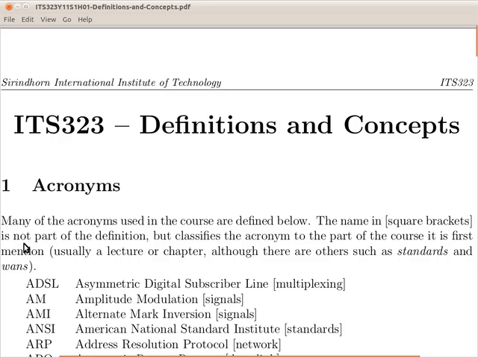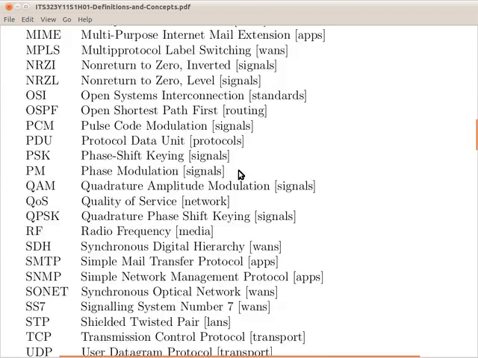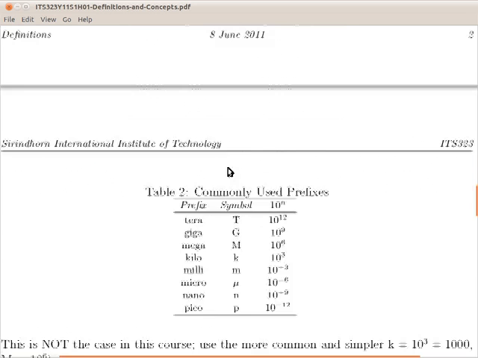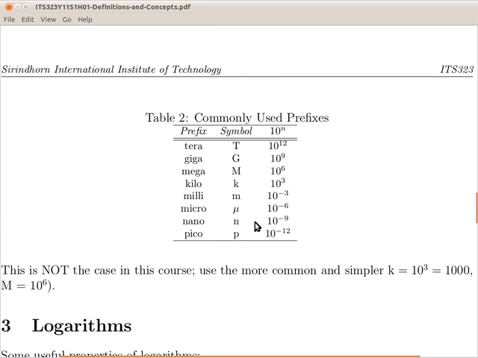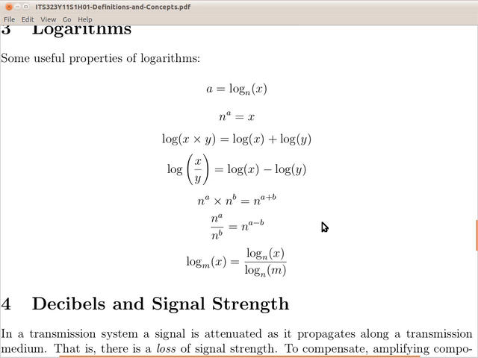This is the document. It's in the front of your handout, definitions and concepts. You've already read it because that was one of your homeworks. Something about units and prefixes, so if you can't remember them, go and have a read through there and understand the different prefixes that we use: milli, micro, nano, kilo, mega, and so on. Your high school mathematics about logarithms becomes useful when we start to deal with decibels, because decibels use logarithms.